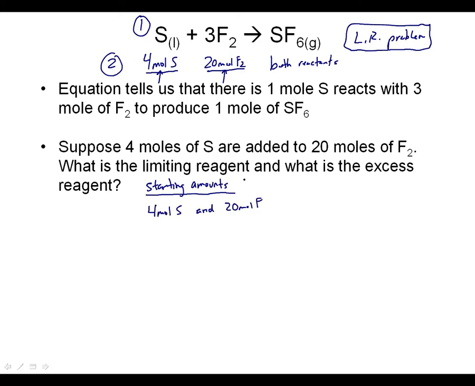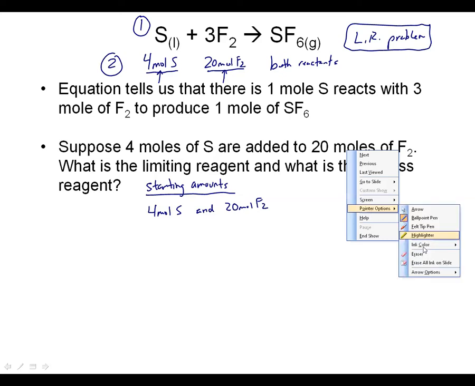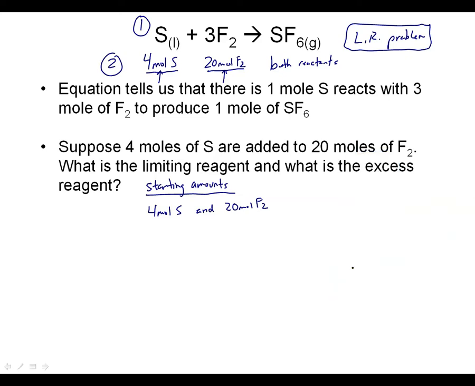Now, in order to figure out which one of these, the S or the F2, is the limiting reagent, what we want to do is a very simple calculation involving stoichiometry, where we basically say, if we want to use up all of my, and I'm just going to pick the sulfur in this case, how much F2 do I need?